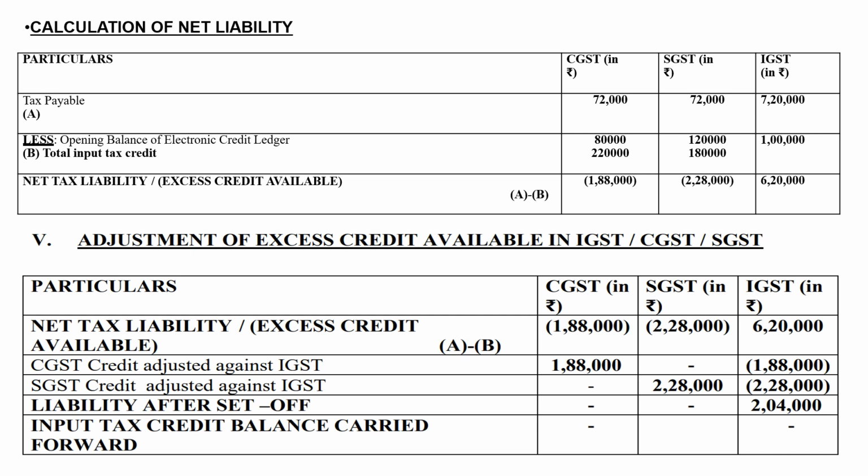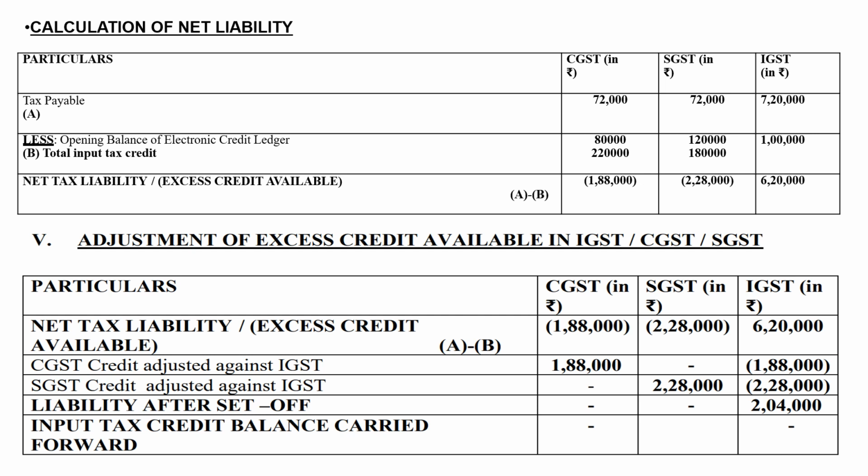Then in IGST we don't have excess, but here we have to pay our tax liability. So 7,22,000 is the tax payable, and the opening credit balance we have is only 1 lakh. So 6,20,000 is the amount which we have to pay as our GST. Okay, so this is the amount payable, and whatever is in brackets is the excess we have, meaning we have a credit in our balance.